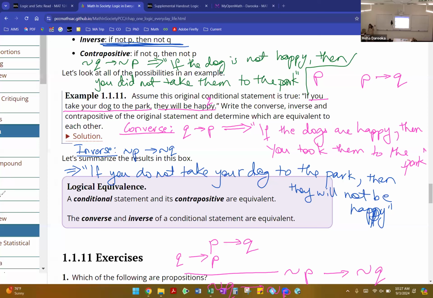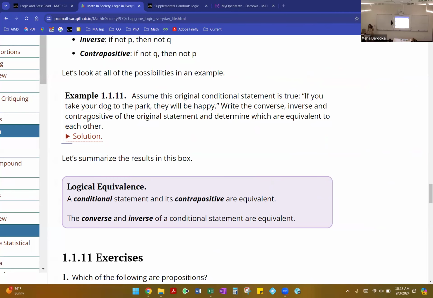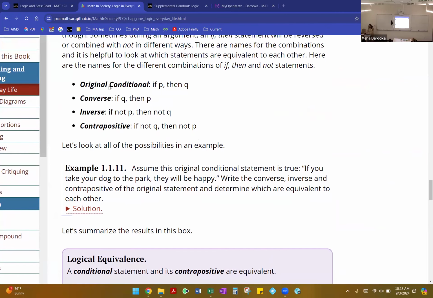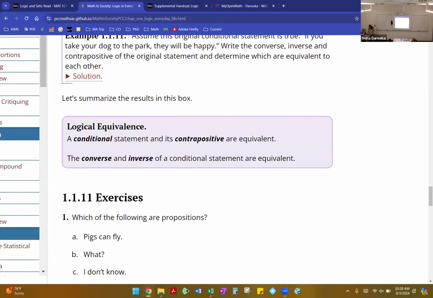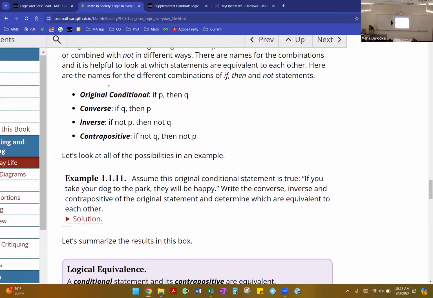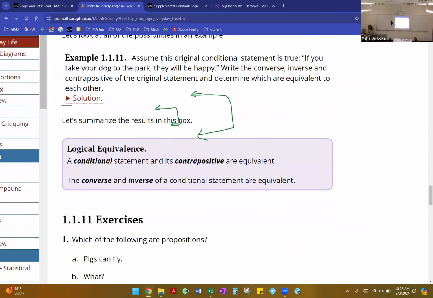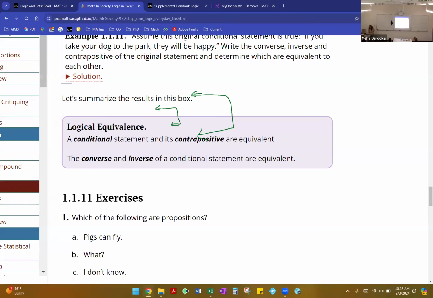Alrighty, let's save this mess. So basically, what I am saying, if we go back here, these two are equivalent, and then these two are equivalent. Any questions on these equivalences? No?